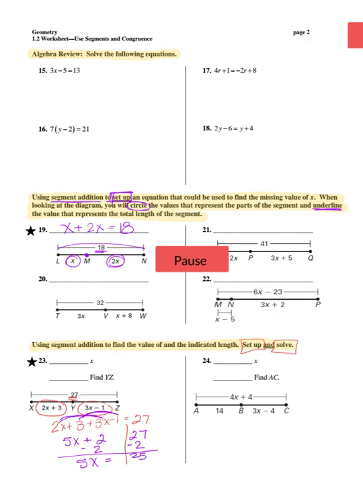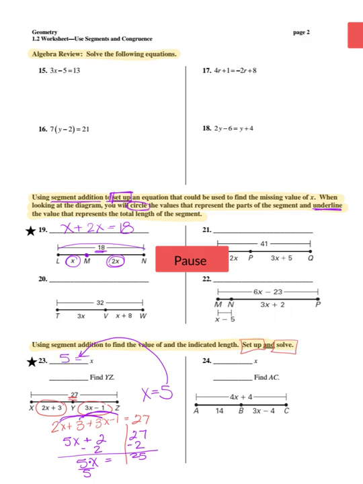And then from there, because this is multiplication, we will divide both sides by 5. When we do that, we end up with x equals 5. That is the number that goes right here. That is what x is.